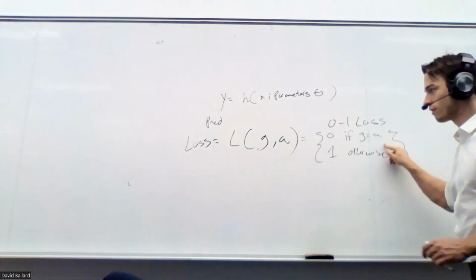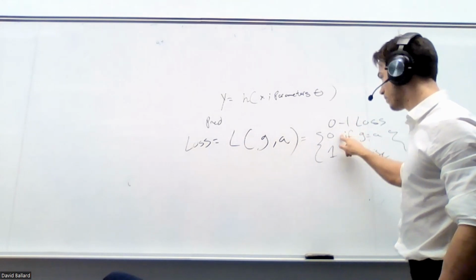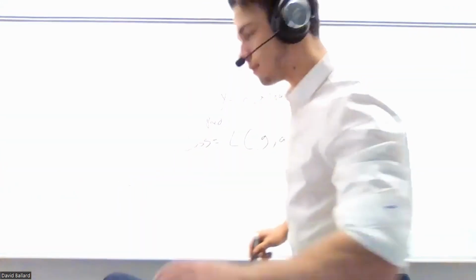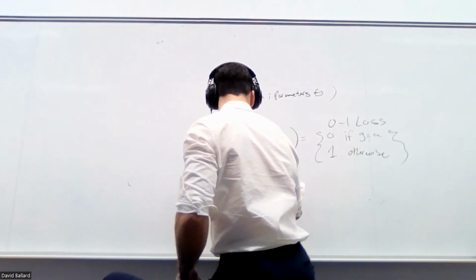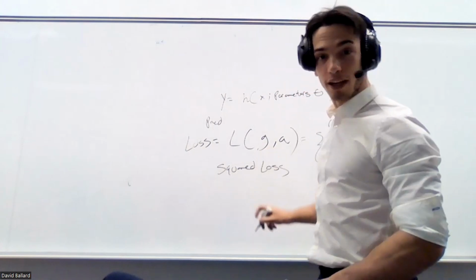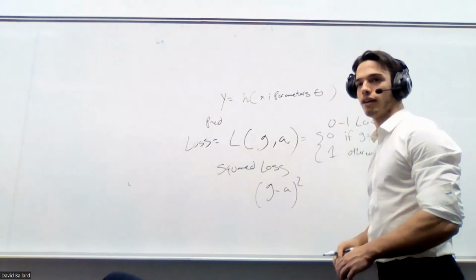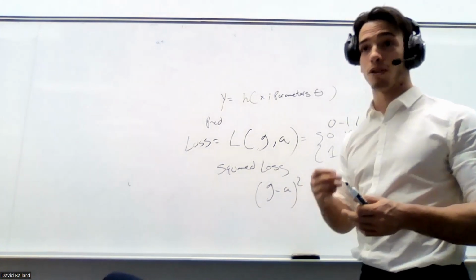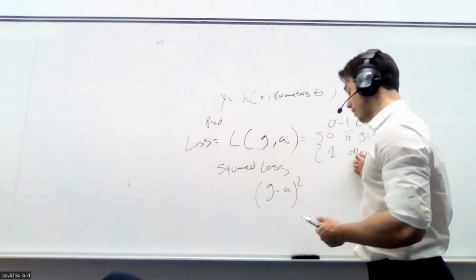If our guess is what we want, we say it's 0. If it's not, we'll have 1. Now squared loss: L of G, A is the difference between our guess and our actual, squared. If we're doing binary classification, our model will output 0 or 1, and squared loss is not great. 0-1 loss is better.